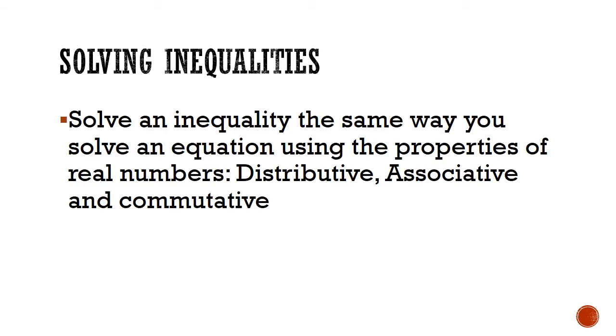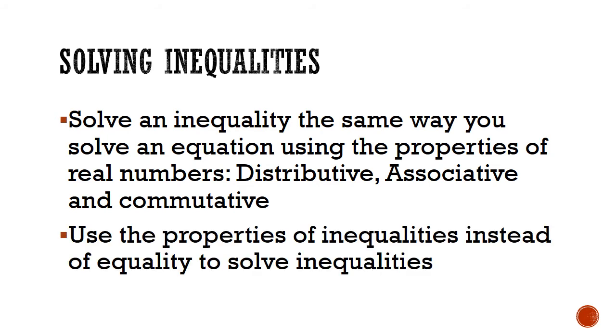When we solve inequalities, we solve them in the same way we solve equations, using the properties of real numbers, which are the distributive property, the associative property, and the commutative properties. All these properties can help us justify the steps that we need to take to solve the inequality. We use the properties of inequalities instead of the properties of equalities to solve inequalities, and you'll see these properties in a second.